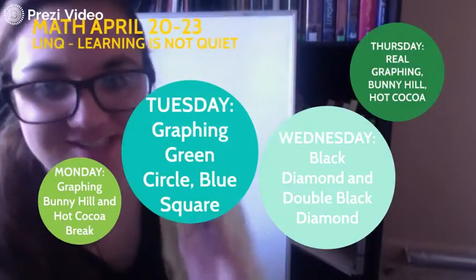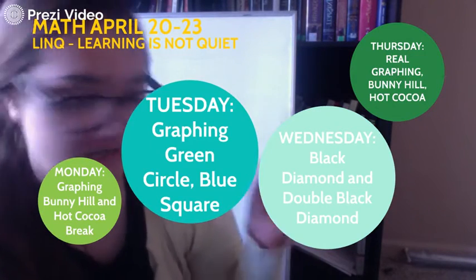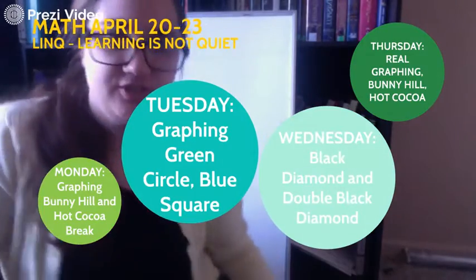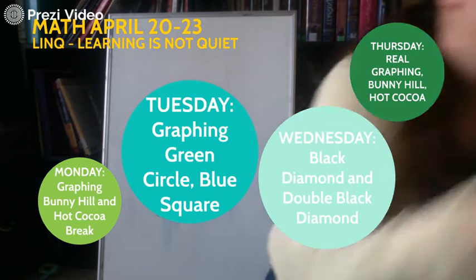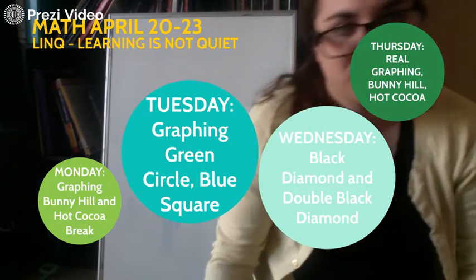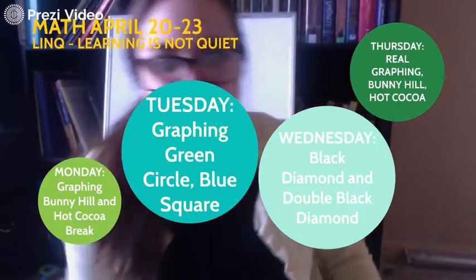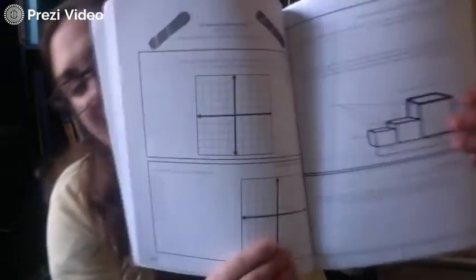So let's get started. Today, we are going to do the graphing, bunny hill, and hot cocoa break. So this should just be the next page in your ultimate math notebook. I'm going to look and see what page number that is exactly. So unfortunately, it says metric measurement, and that's just because I messed up the title when I was doing this worksheet. But it is on page 176. And it looks like this. Okay, so it's right after the additive volume that you should have done on Thursday. We're on the very next page.